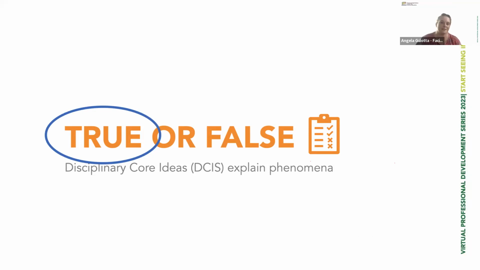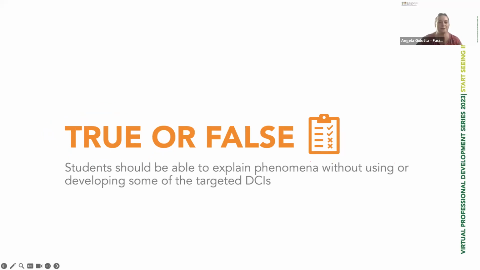Okay. That was like, we were just getting the rust off on that one. We're going to get 100% this time. Here we go. All right. Here's number 2. Students should be able to explain phenomena without using or developing some of the targeted DCIs.